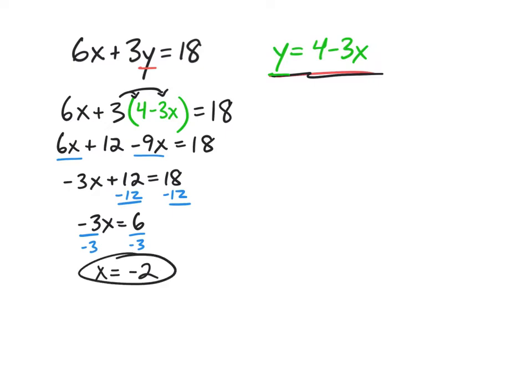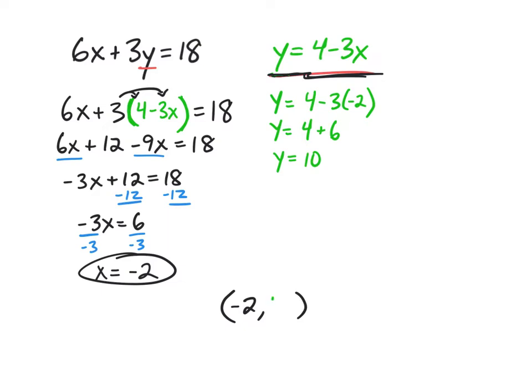Cool, that means on the graph these lines are going to intersect at the point of negative 2 comma something. Well, how do I find the y? How about using this y equals equation? We just solved x is negative 2, so now we're going to sub it back in, substitution. Notice whenever I have an x, I'm going to use parentheses when I'm subbing in, the same way on the left that I used parentheses. Y equals 4. Negative 3 times a negative 2 is positive 6, so my y is equal to 10.